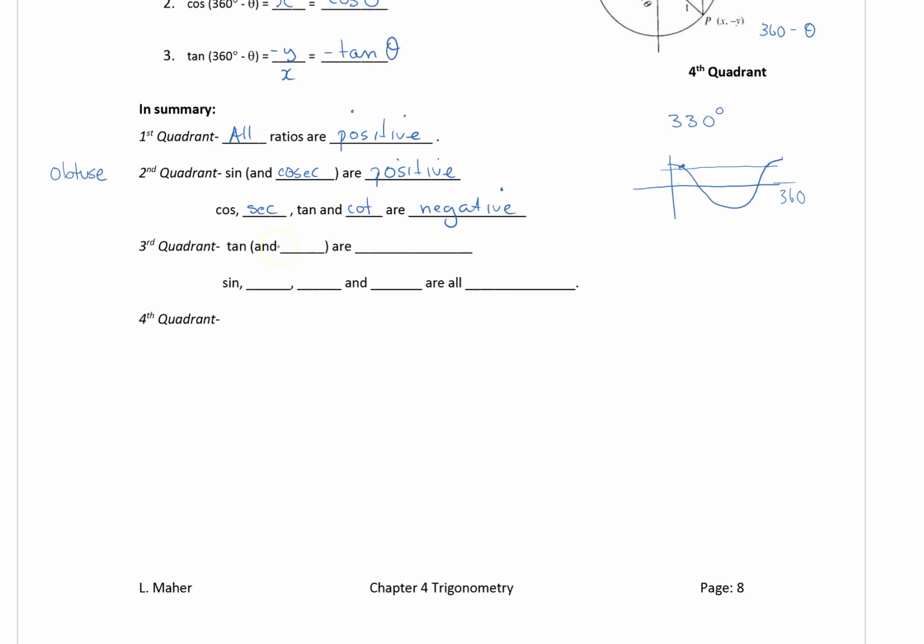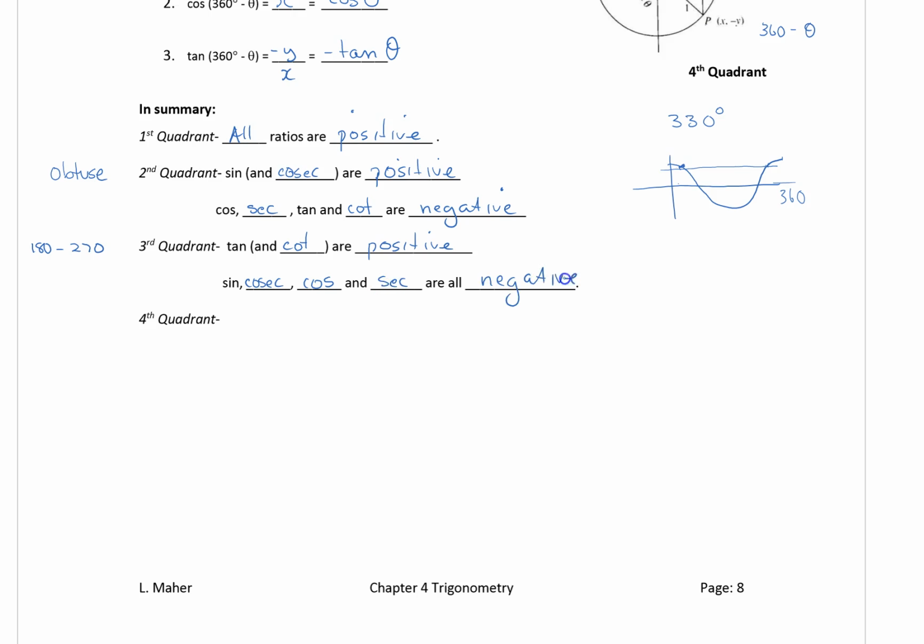In the third quadrant, tan and cot are the only positive ratios. So when we've got angles between 180 and 270, so yes, they're reflex, but they're reflex in this range between 180 and 270. Sine and cosec, cos and sec are all negative.